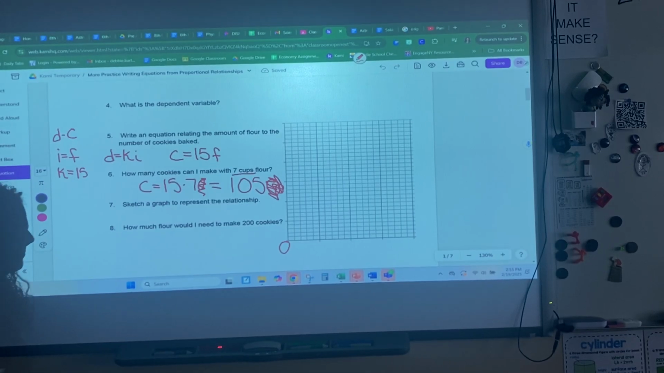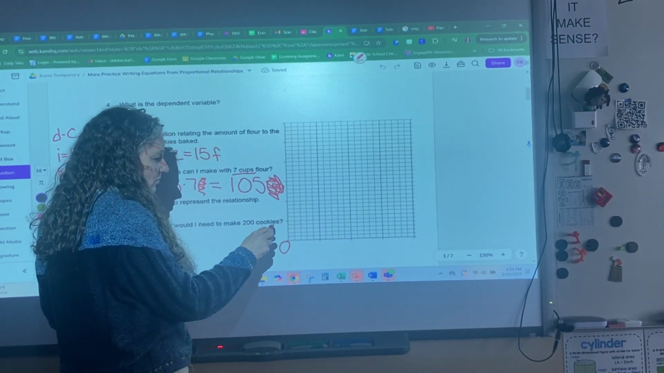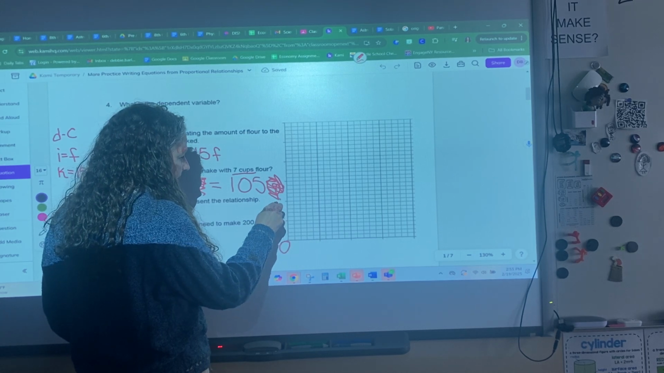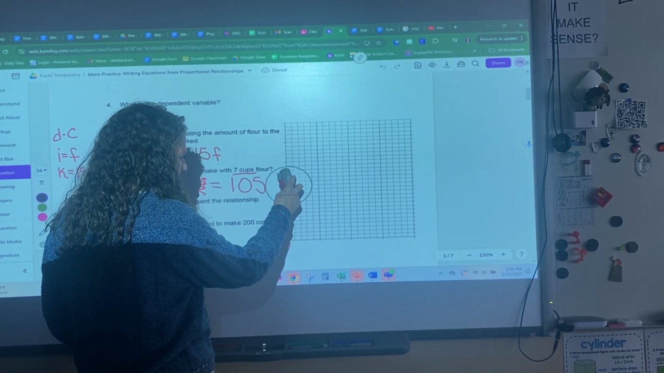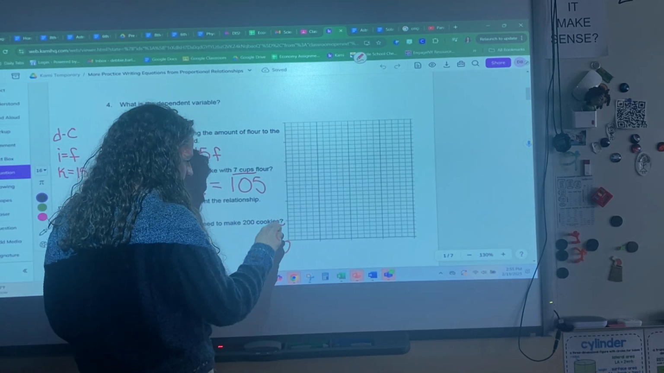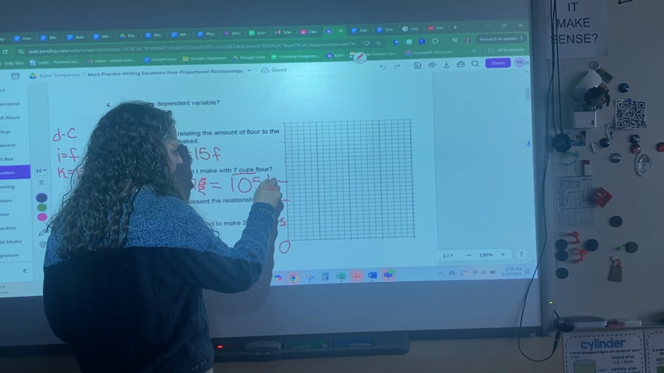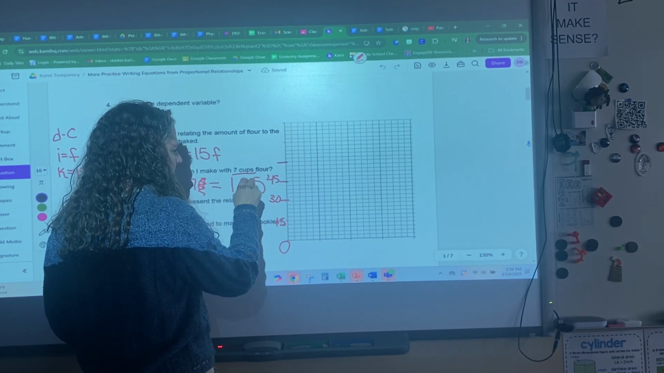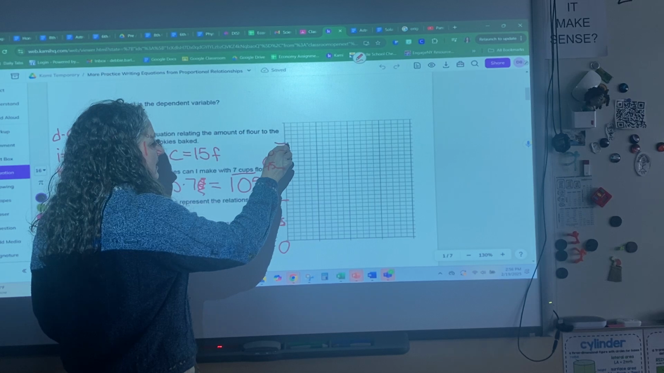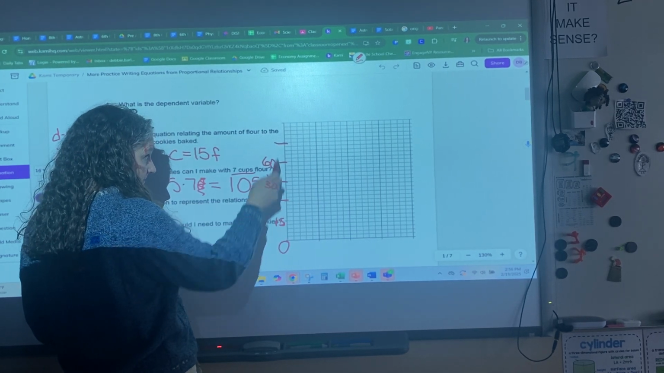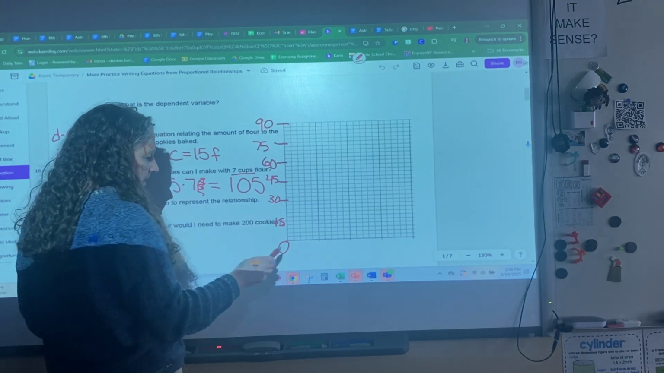15, 30, 45, 60, 75, 90. I don't care how you number them, I only care that it's evenly spaced, right? And what do we do down here?